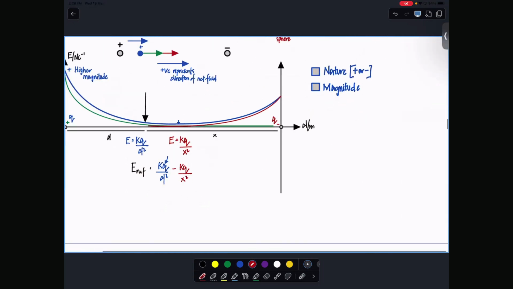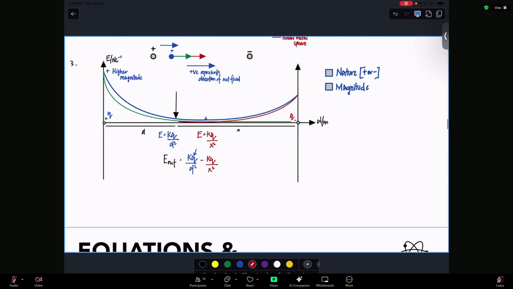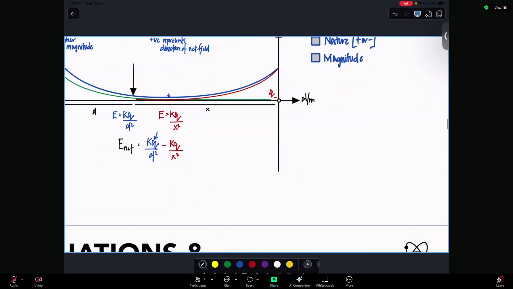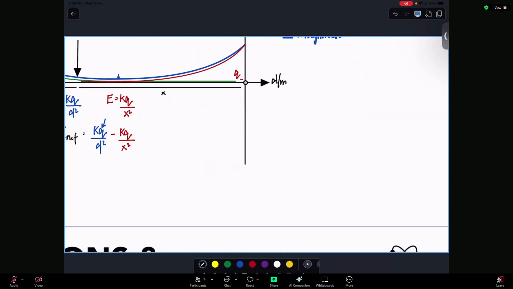Right. Now, how would the graph look like for like charges? I think তোমরা পারবা কি করতে হবে এখানে? Like charges এর graph কিরকম দেখতে হবে?